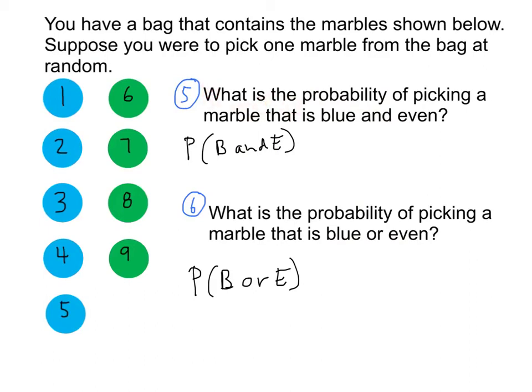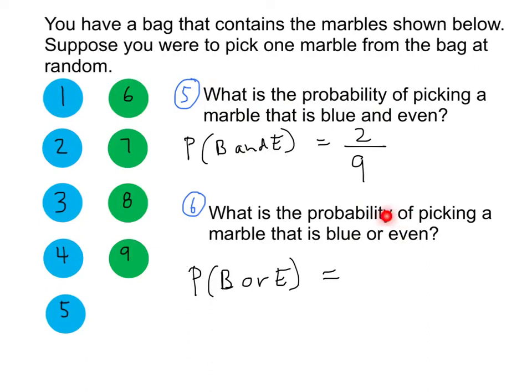So for 5, imagine you would win if the marble that we pick is both blue and even. So how many chances are there to get a marble that's both blue and even? Well, there's this marble and there's this marble. So there's 2 possible ways to get a marble that's blue and even out of, again, 9 possible outcomes.